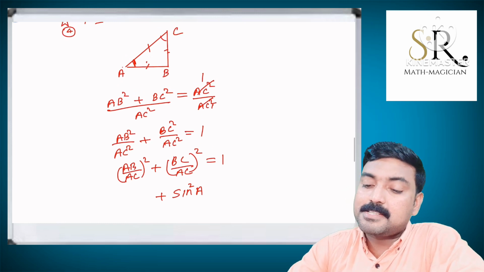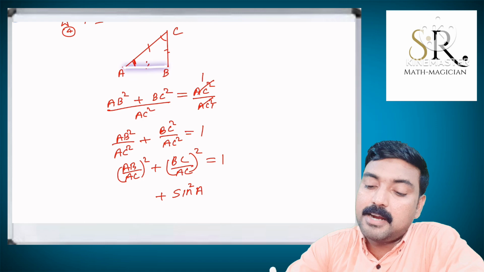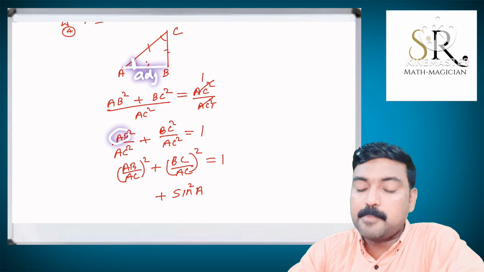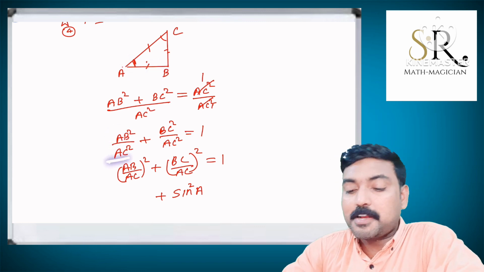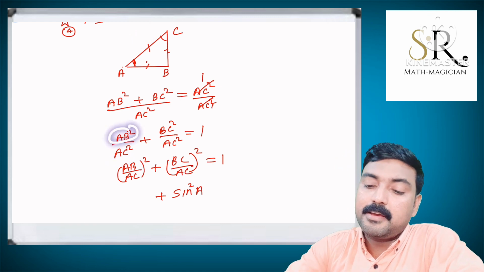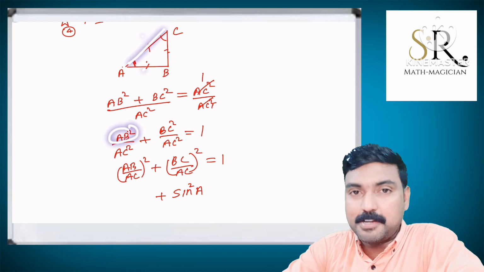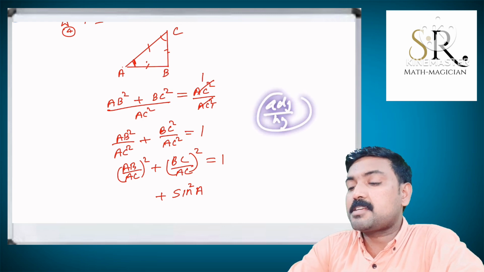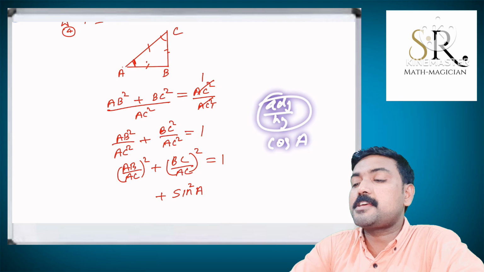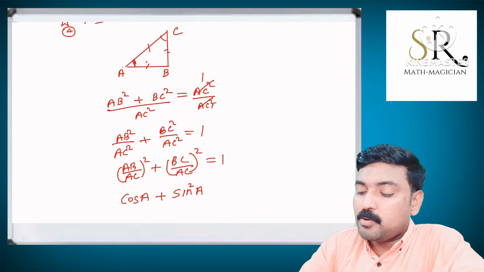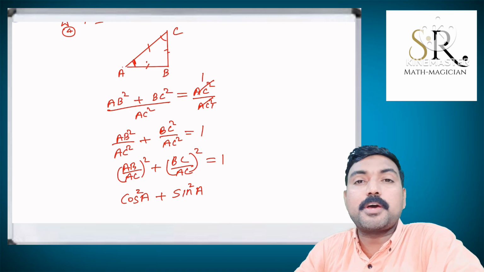Similarly, AB by AC. Can you observe AB is the adjacent side nearest to this angle? And this AB I am talking about this AB. Now AC square, AC is the hypotenuse. Adjacent side AB and hypotenuse AC are dividing. So adjacent by hypotenuse, what is the ratio? Which is known as cos A. So here we can write cos A, and one whole square is there, so it will read cos square A.